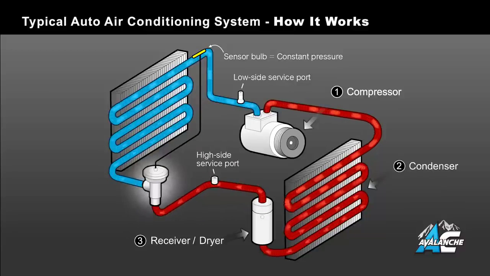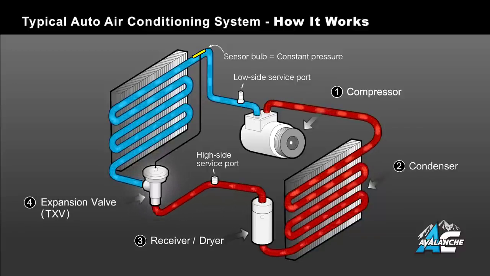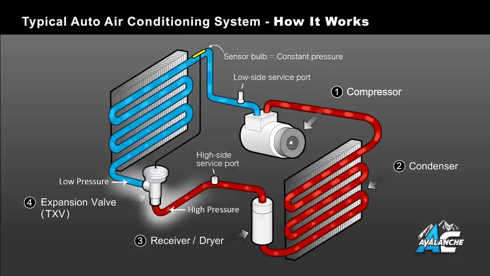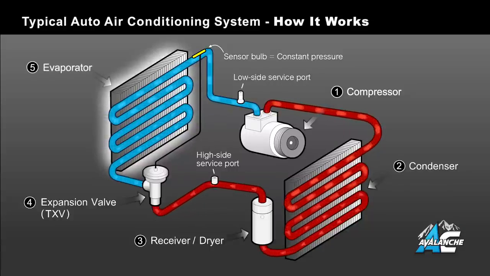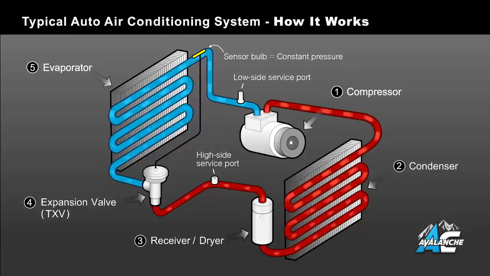Next, this high pressure liquid passes through the expansion valve, allowing it to expand and turn into a low pressure liquid as indicated in our color change from red to blue. This low pressure liquid flows from the expansion valve directly into the evaporator, at which point it begins to boil and turn back into a low pressure gas, absorbing heat as it does so.